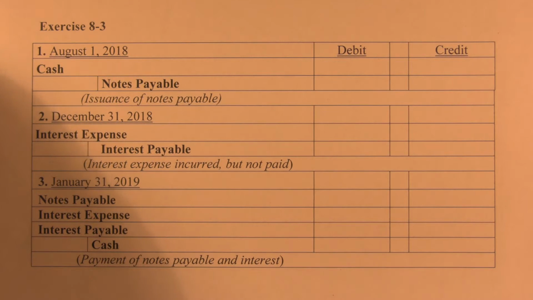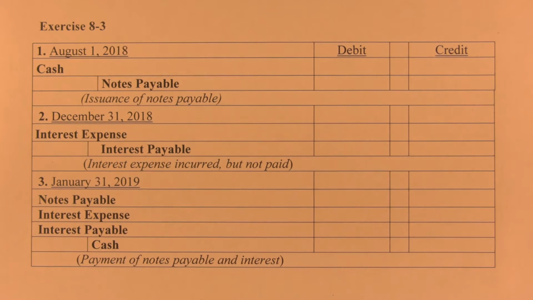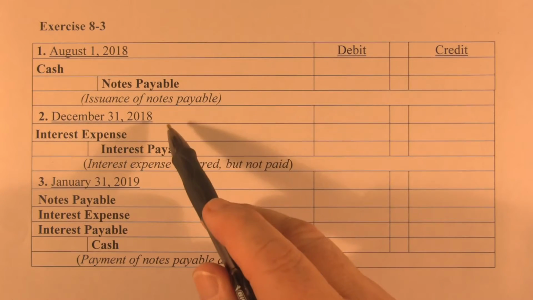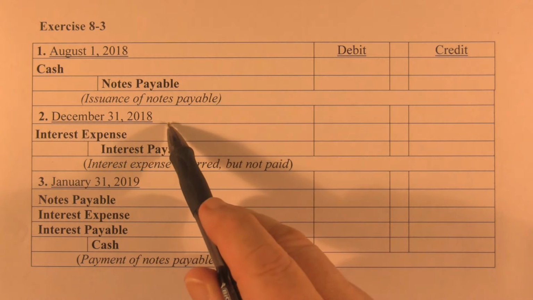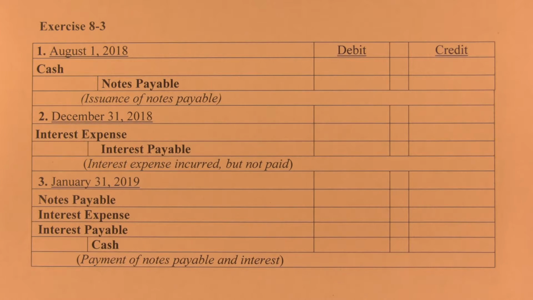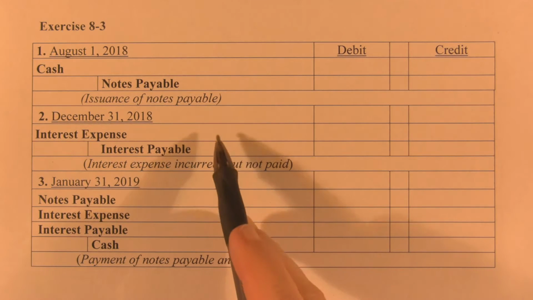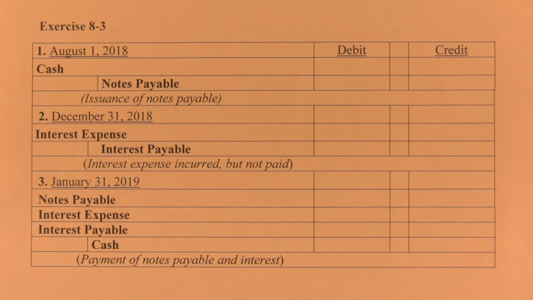Exercise 8.3 is pretty straightforward. They tell us this company borrowed money and signed a note for $21 million, and they took this note on August 1st. It's due to be paid back January 31st, but their year end is December 31st, so we have to have an adjusting entry in here to recognize the interest expense for 2018, and then we'll pay it in 2019. So the issuance of the note is pretty straightforward.